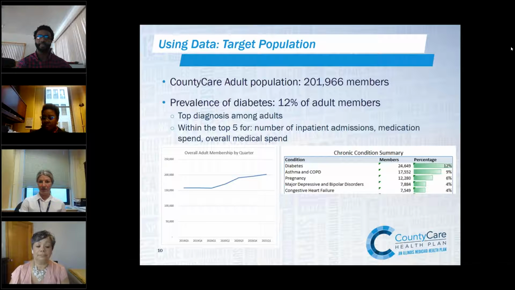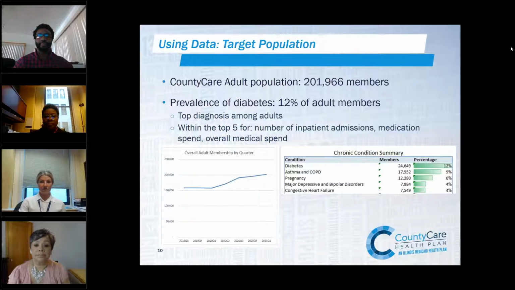As of February 2021, CountyCare had an adult population of approximately 200,000 members. Approximately 12%, or almost 25,000 members, have a diagnosis of diabetes, greater disease prevalence than that of the US population. Similar to some of the statistics Dr. Collins presented, diabetes is the top diagnosis among CountyCare's adult membership.